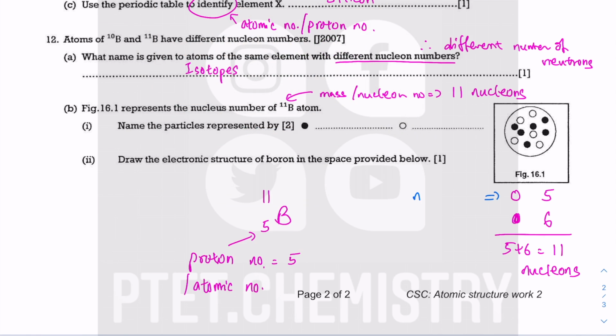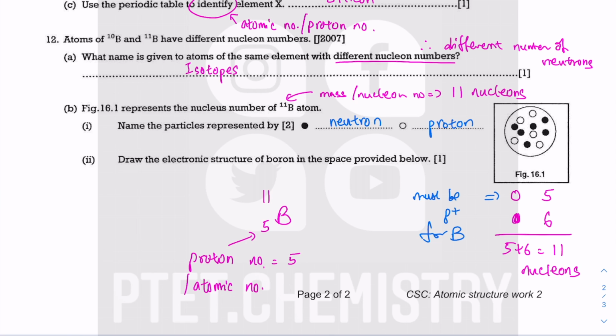And this one must be proton because this is boron. The identity of boron is element number 5. It's got 5 protons and not 6 protons. 6 protons is carbon. 5 protons is going to be boron. So the unshaded one is going to be proton. The bolded one is going to be neutron.